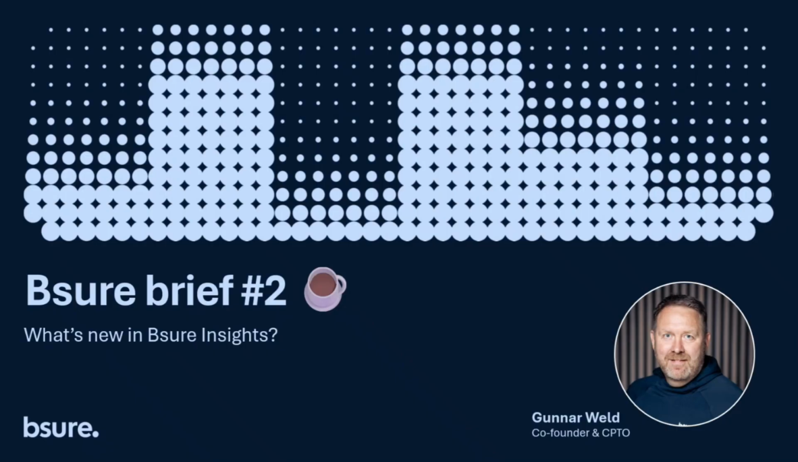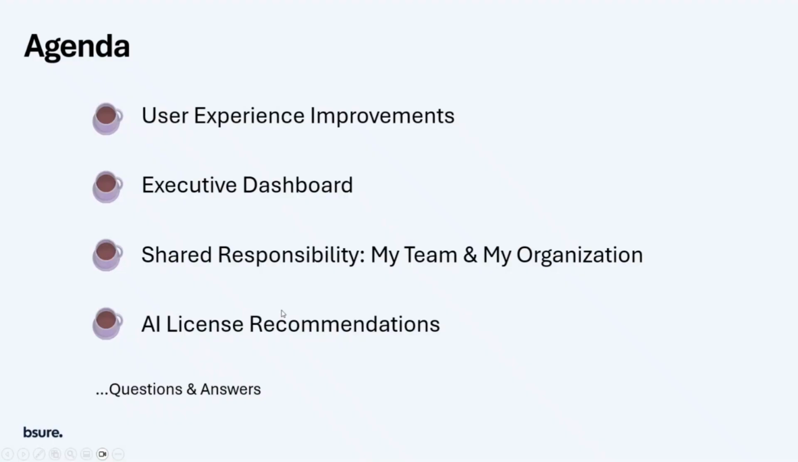This is the second edition of Bsure Brief, where I will explain the value and how to get started with the new capabilities released this week. Today, I will cover our new user experience, executive dashboard, new AI license recommendation capabilities, and how you can distribute insights and responsibility into your organization using My Team and My Organization.